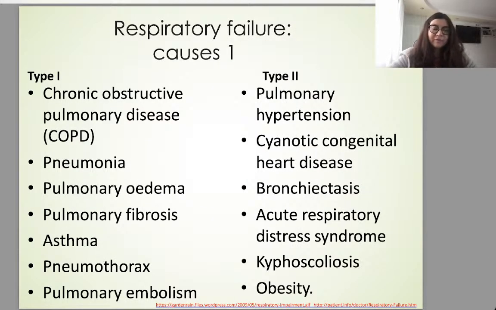Causes of respiratory failure according to types: is it hypoxemic or is it hypercapnic? It can be different causes. For hypoxemic, or type 1, typical is chronic obstructive pulmonary disease. It can be pneumonia, pulmonary edema, pulmonary fibrosis, asthma, pneumothorax, or pulmonary embolism. For type 2, more usual are pulmonary hypertension, cyanotic congenital heart disease, bronchiectasis, acute respiratory distress syndrome, kyphoscoliosis, and obesity.